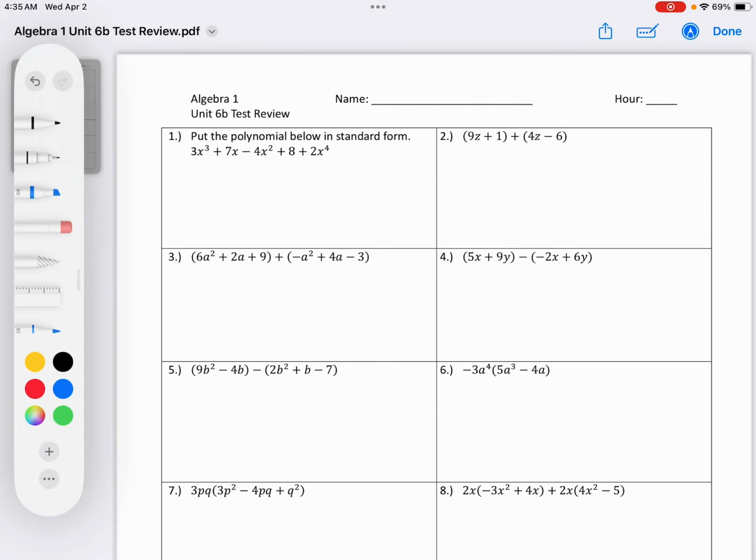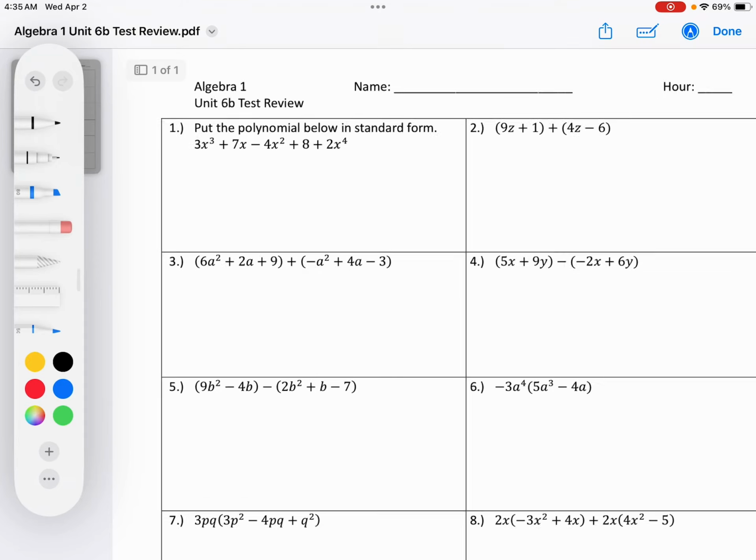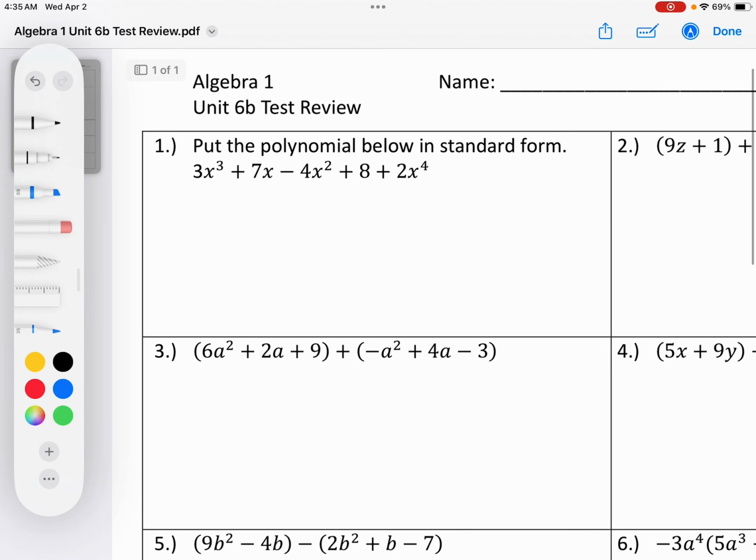Okay, so the first problem on this review has been one of the most either skipped or missed problems that I've seen so far for those that have been working on the review, and that really doesn't need to be the case. If you read the instructions, it says to put the polynomial in standard form. Putting it in standard form essentially just means put it in order.